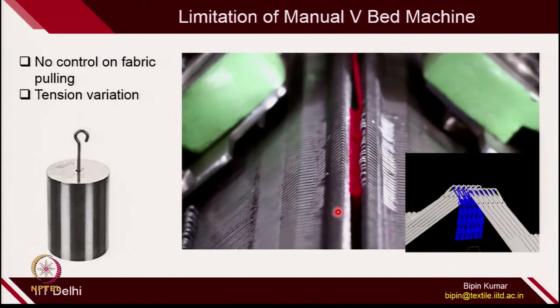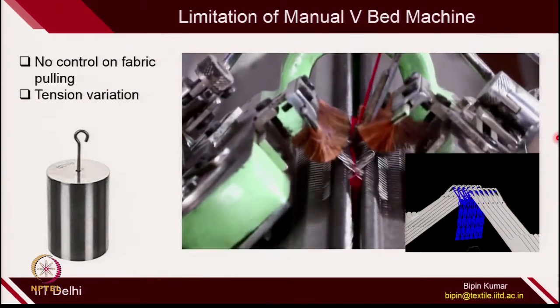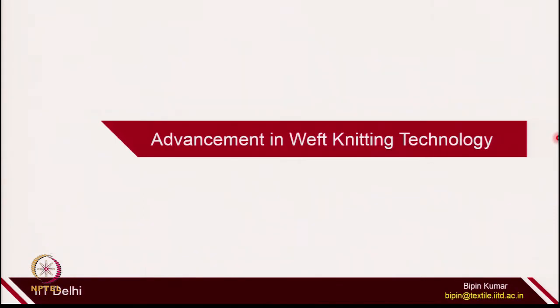So these are all limitations of manual V-bed machines, and because of that, we need to make certain advancements where we can overcome these limitations. In the last 30-40 years, many advancements have been made in weft knitting technologies. I am going to list a few of those advancements which play a major role in creating very uniform and very complicated weft knitted structures. Let's focus on some of those advancements.